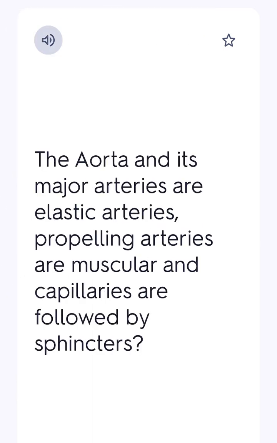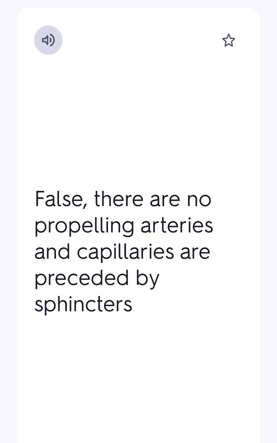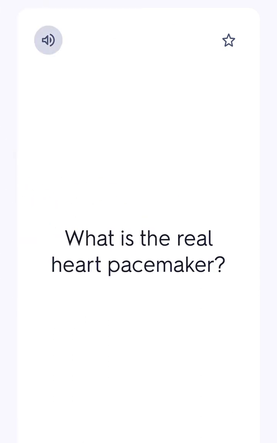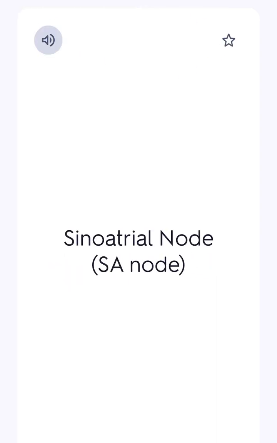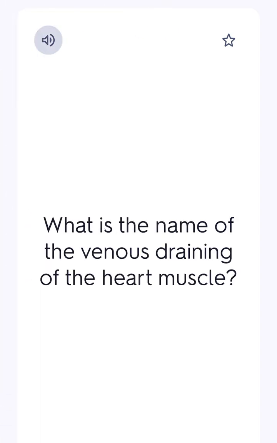The aorta and its major arteries are elastic arteries, propelling arteries are muscular and capillaries are followed by sphincters. False. There are no propelling arteries and capillaries are preceded by sphincters. What is the real heart pacemaker? Sinoatrial node. What is the name of the venous draining of the heart muscle? Coronary sinus.